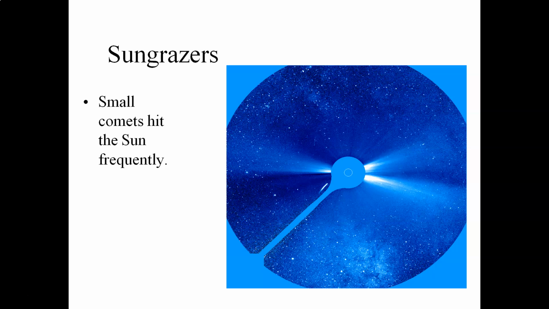Every now and then, small comets slam into the sun. This right here is a photograph of one such example. These types of small comets are sometimes referred to as sun grazers.